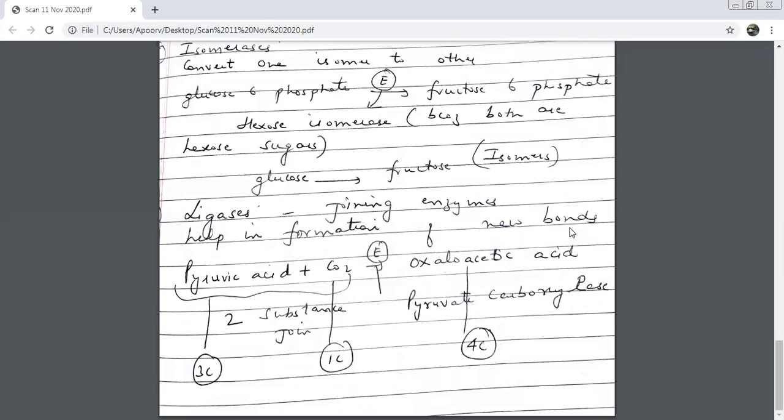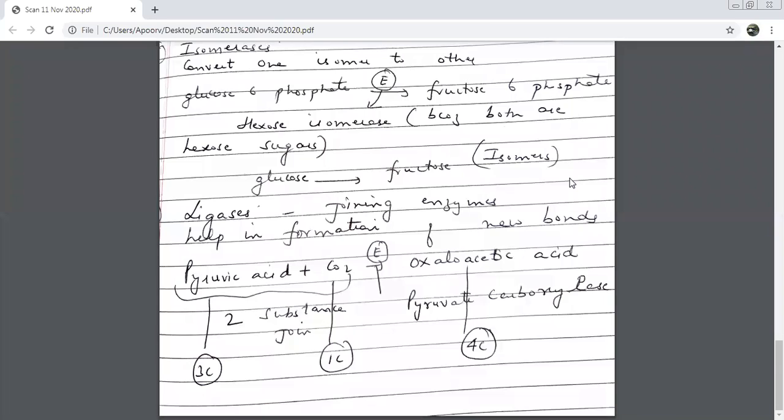Hydrolases and lyases. Lyases. Now we have an enzyme that helps in the making of bonds. They are known as lyases. Pyruvic acid plus CO2. Look, we are taking 2 reactants over here. Pyruvic acid is 3 carbon. 1 carbon comes from CO2. Both the substrates are going to join and we'll get oxaloacetic acid.